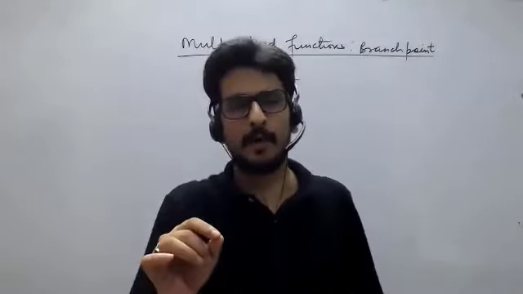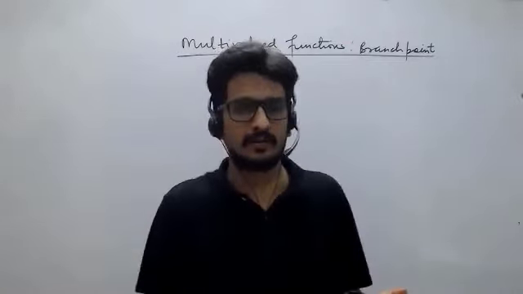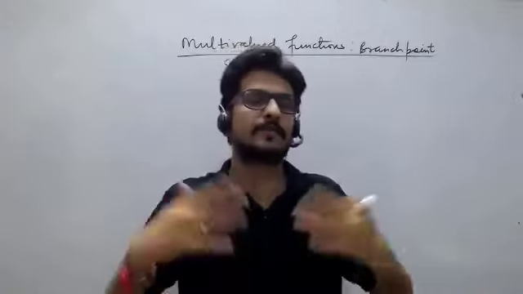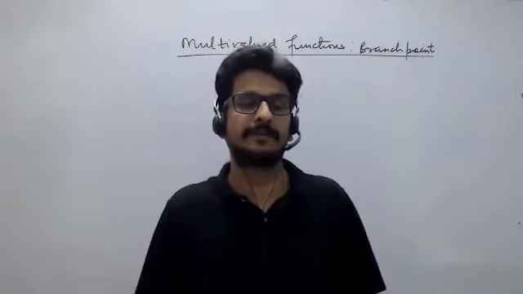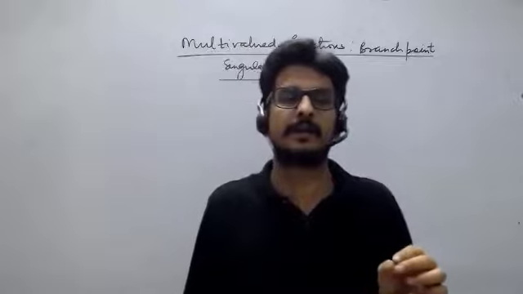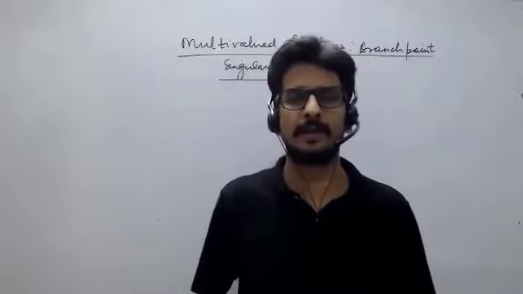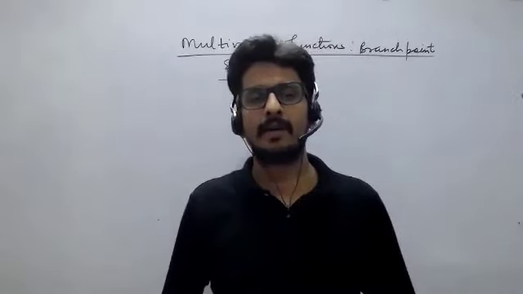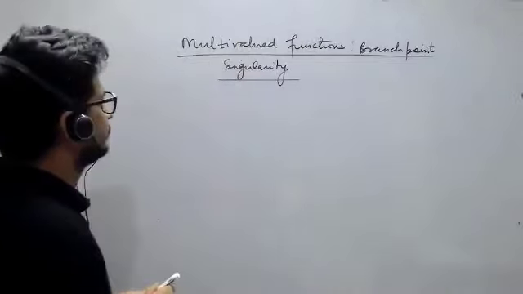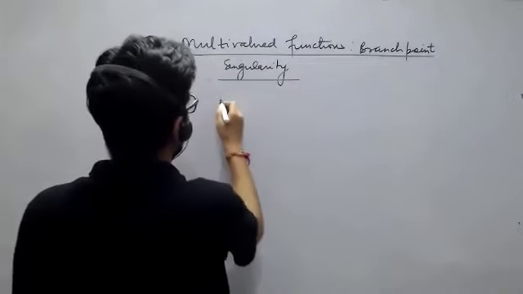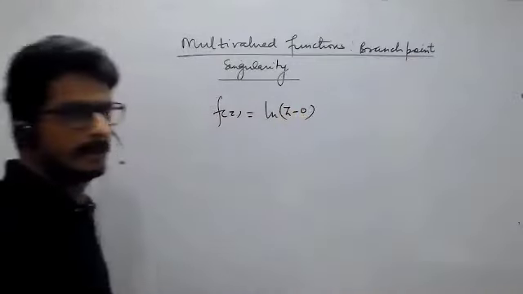So suppose at a single point you have so many values, then the function is known as a multi-valued function, and that is also considered to be one of the singularities, because you don't know which value to take. So let me see an interesting function. Fz is equal to log of z minus 0. Okay, that means log z.